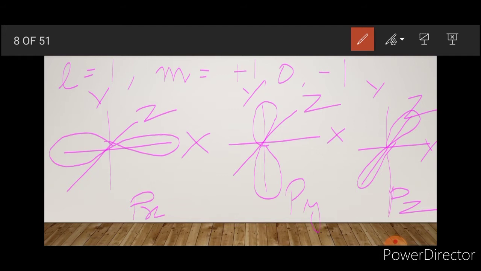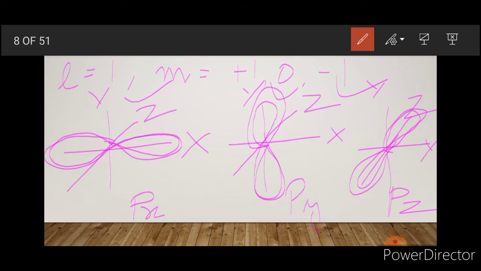Okay, so you can see that p orbitals have three different orientations which are designated as px, py and pz. The electron density in px is maximum along the x-axis, in py it is maximum along the y-axis, and in pz it is maximum along the z-axis. Thus p orbitals have directional character. Greater the value of n, larger the size of p orbital.